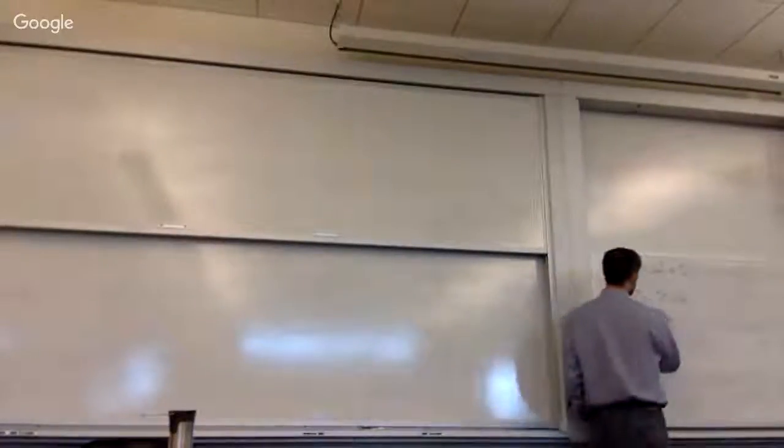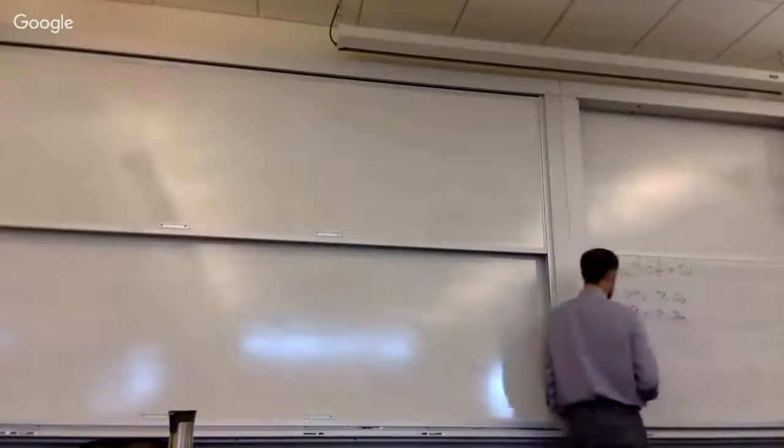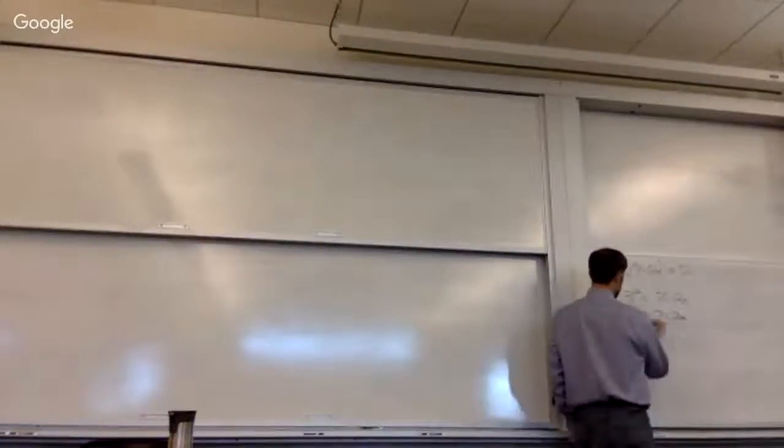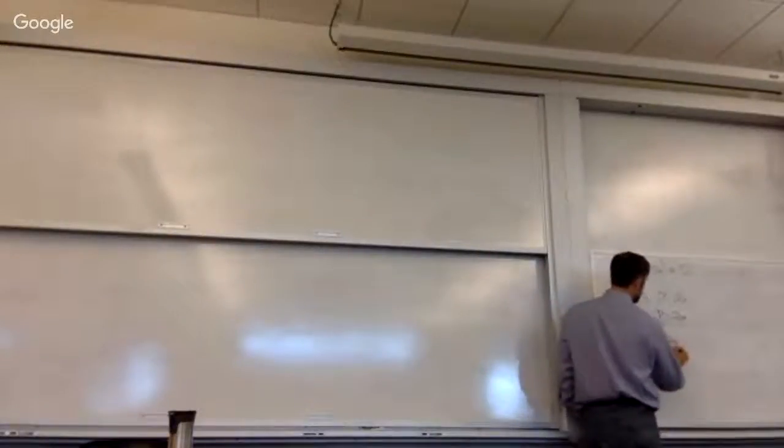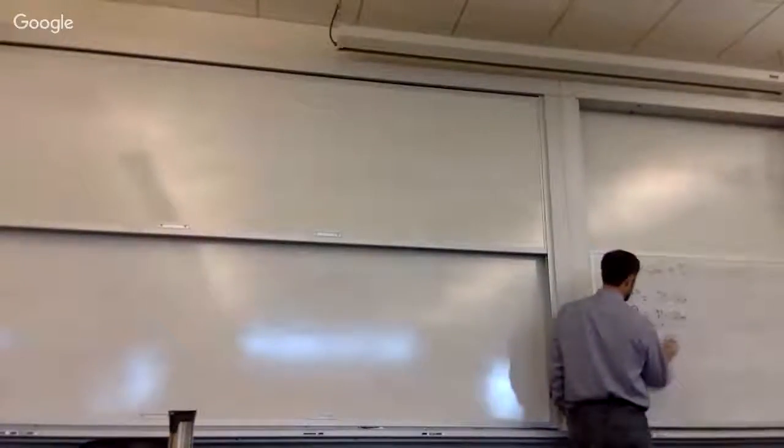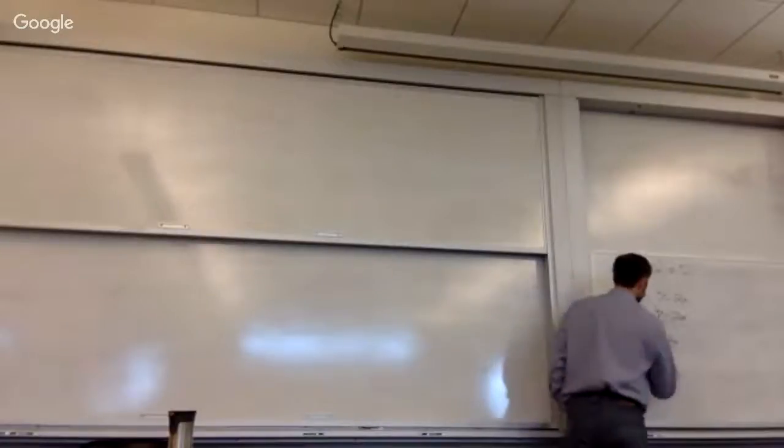So now we have 9 equals 7 minus 2x. And I'm going to subtract off the 7. Now I have 2 equals negative 2x. And divide off the negative 2. And you have x equals negative 1.